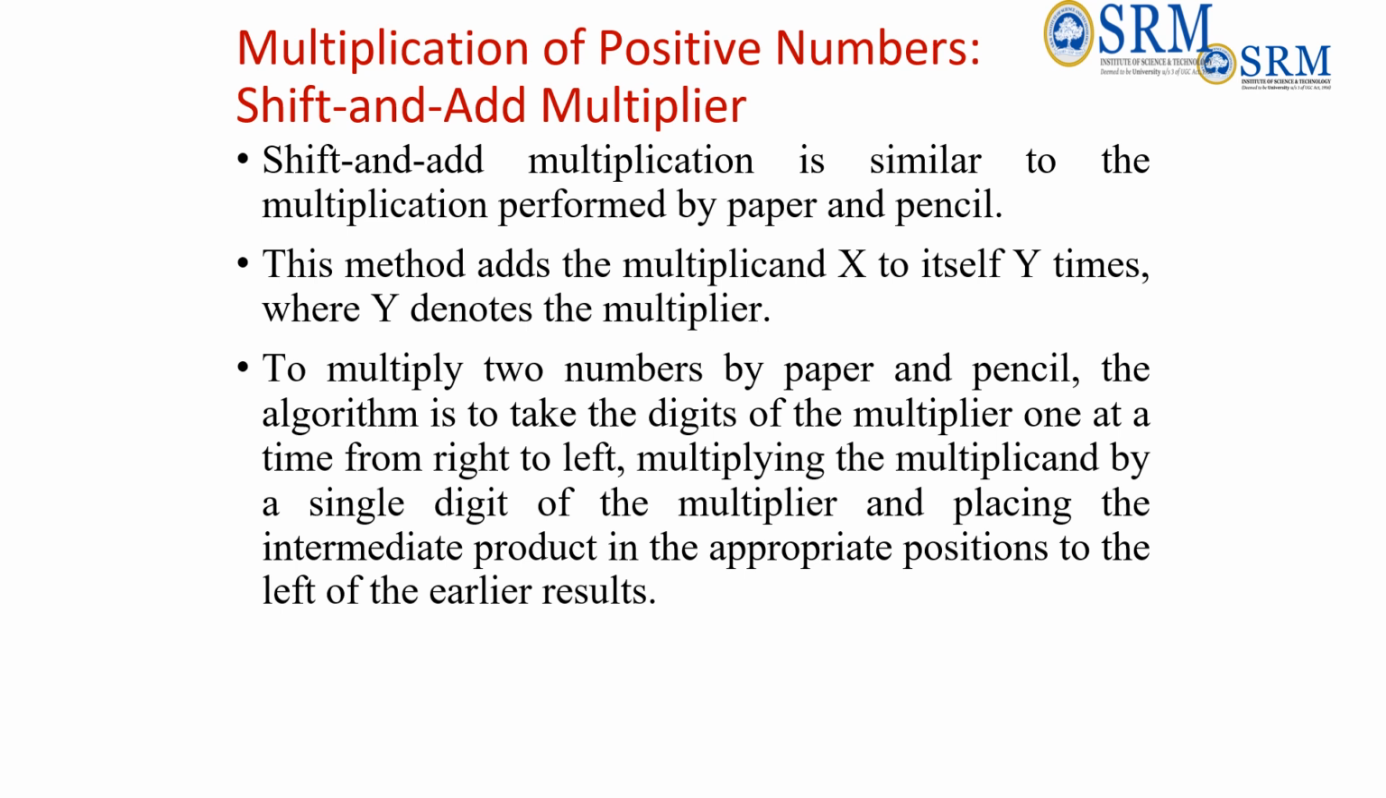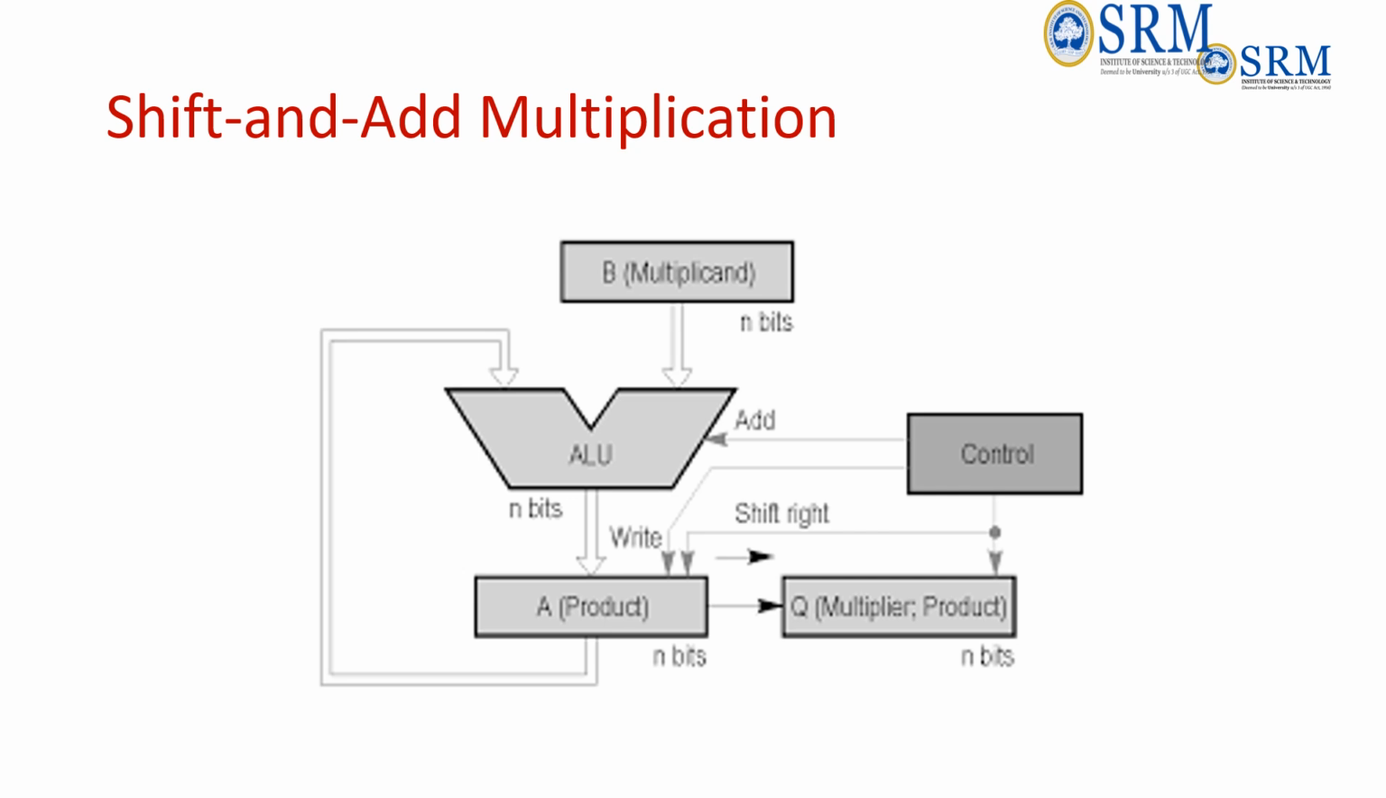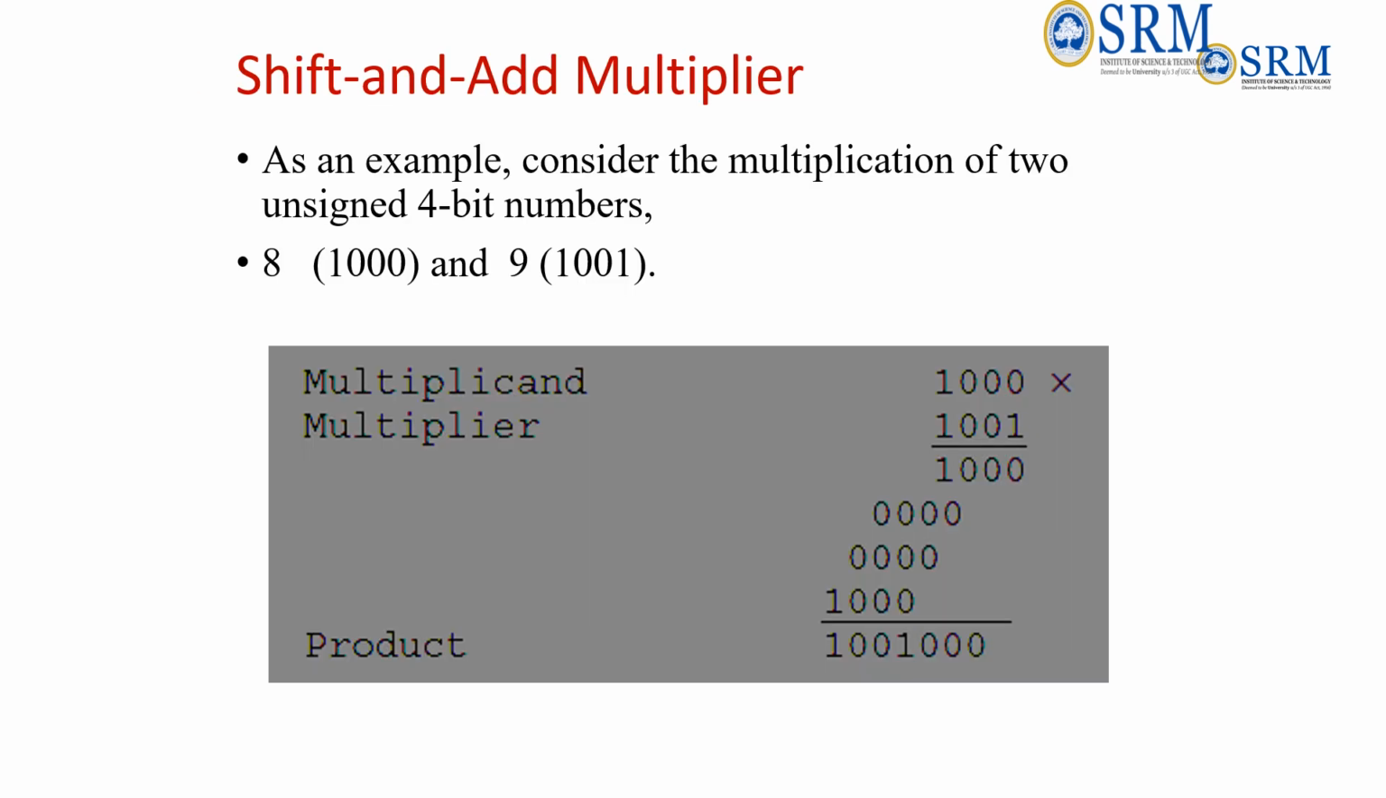Next, multiplication of positive numbers, shift and add multiplication, we'll see. This is the circuit. What happens basically is the multiplicand and the product are added in the ALU, and after every addition the multiplier and product are shifted to the right by one bit. So these are the operations. 100 into 1 is multiplied, shifted one bit, then multiplied, shifted one bit, then multiplied. After all the products are done, they are added to get the final result.